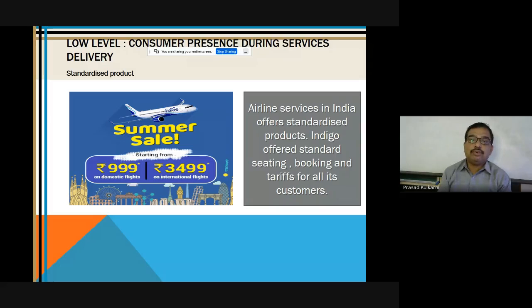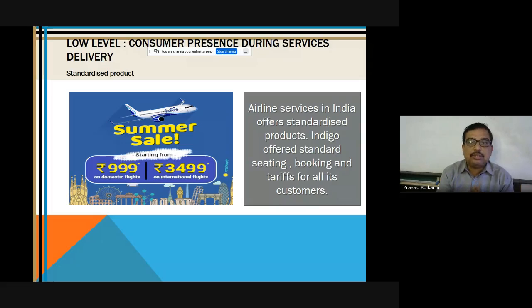One, offer the standardized product. If the organization or the industry is offering the standardized product where the customer has fewer options to interact, therefore the customer role in such services is low. Look at the airline services in India. They offer standardized products.